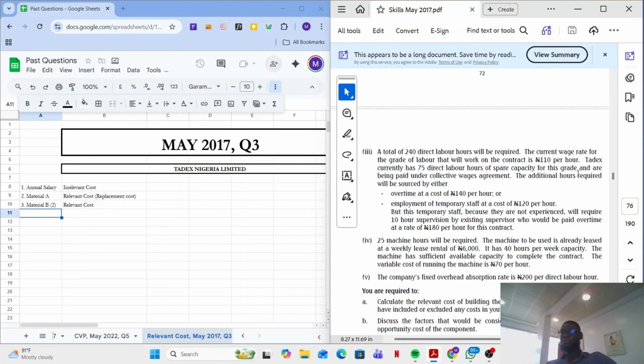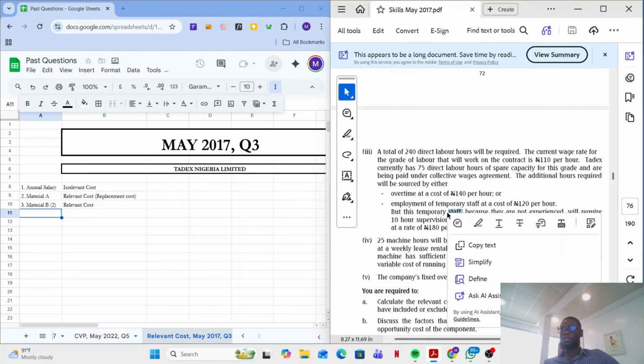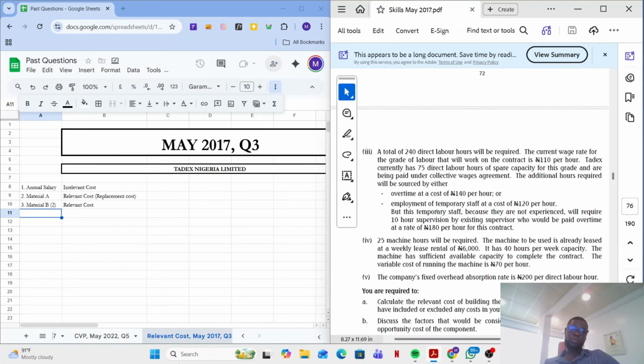But let's continue. They didn't end there. If you hear idle time or spare capacity, it is irrelevant. But if you hear something like overtime, then it is relevant. Spare capacity and idle time, irrelevant. But if you hear overtime, that means the price is actually changing. It's becoming variable. It is relevant. The additional hours required will either be sourced by overtime at this rate, or they employ temporary staff at the cost of 120 naira, and then because the person is not experienced, they will do training. So we just know labor hours are relevant.